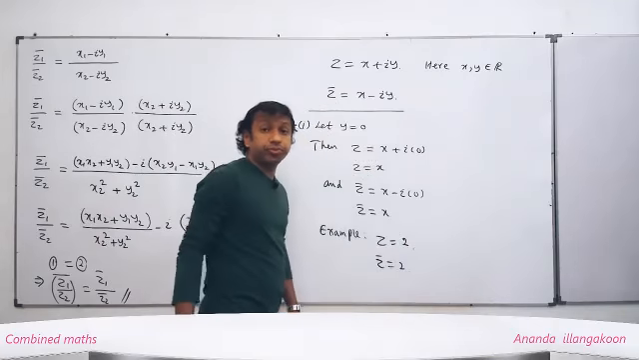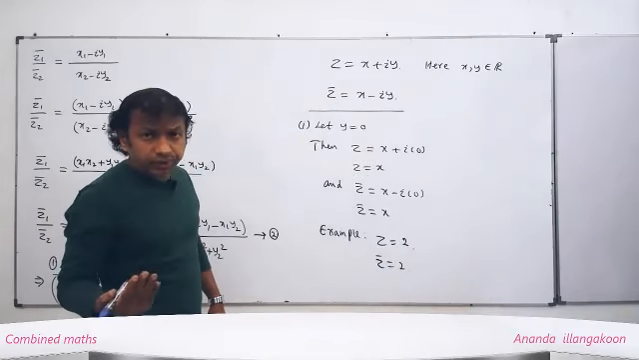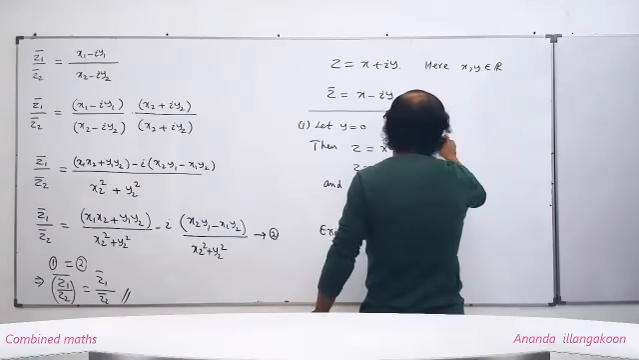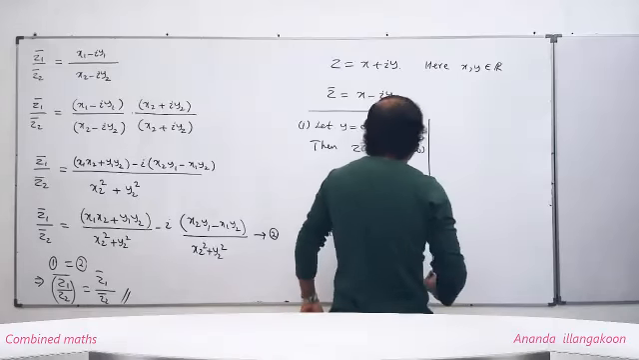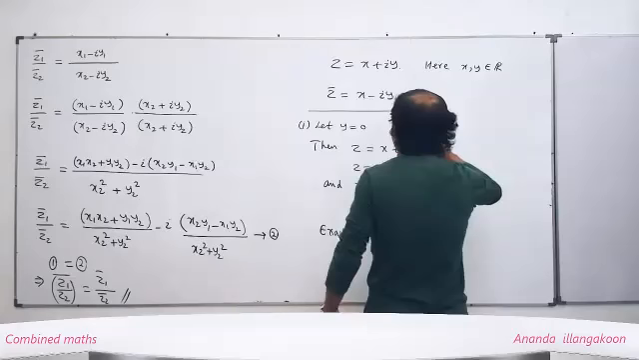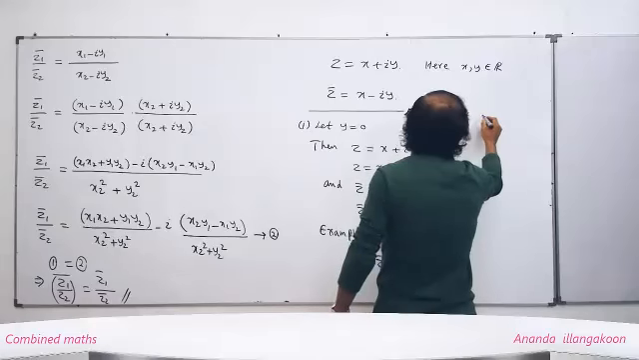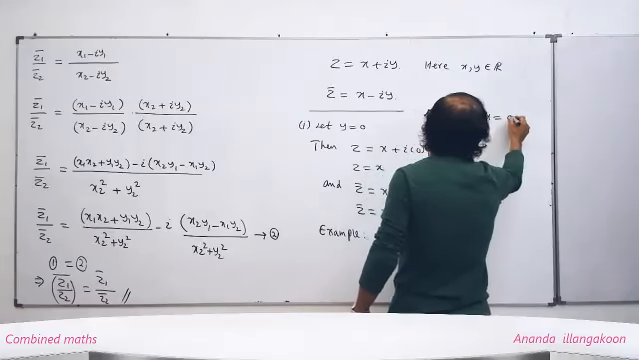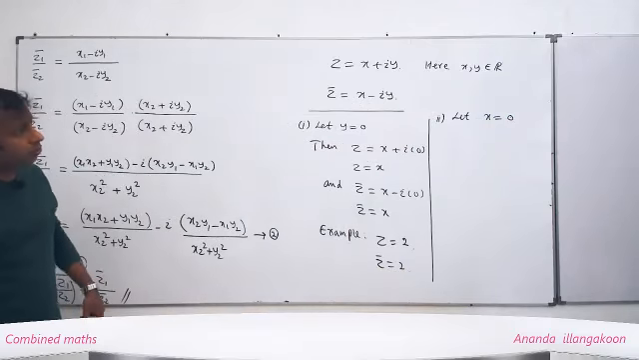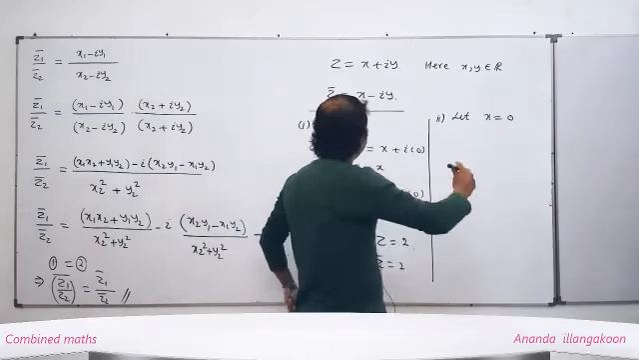Right, people? Remember, therefore, when the complex number is purely real, the conjugate is the same. This is number 1. Number 2, I take this way. Let x equal 0. The real part of the complex number is now 0. Then what happens to z?